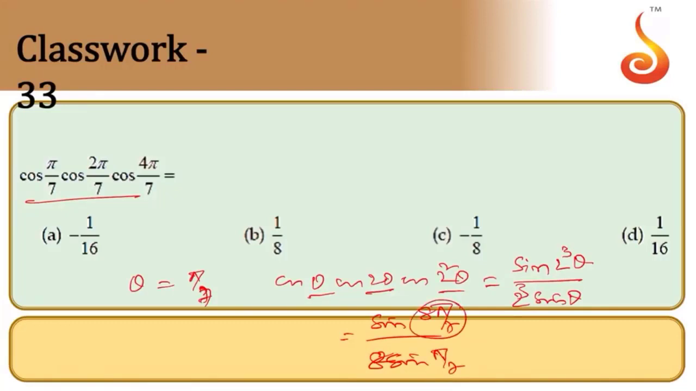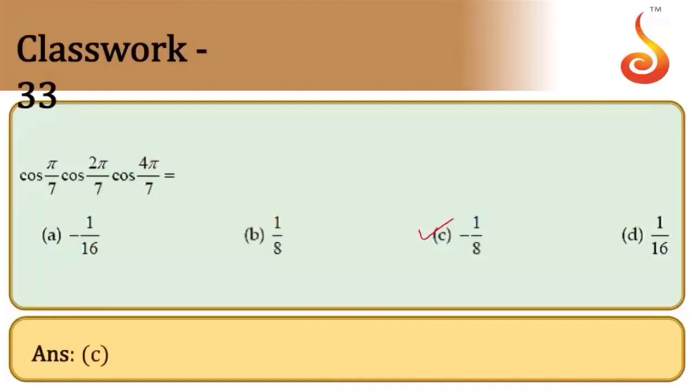But 8 pi by 7 can be replaced by pi plus pi by 7. So minus sin pi by 7 divided by 8 times sin pi by 7. So cancellation of these two gives us minus 1 by 8. So the answer is C.